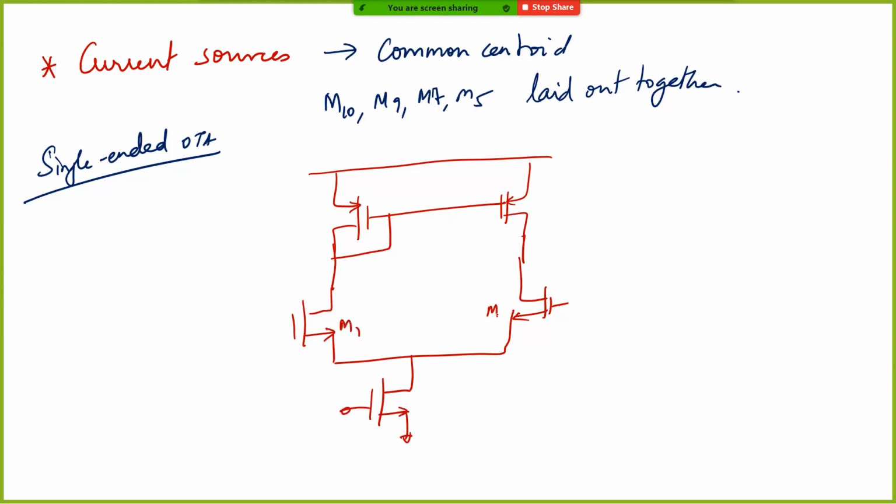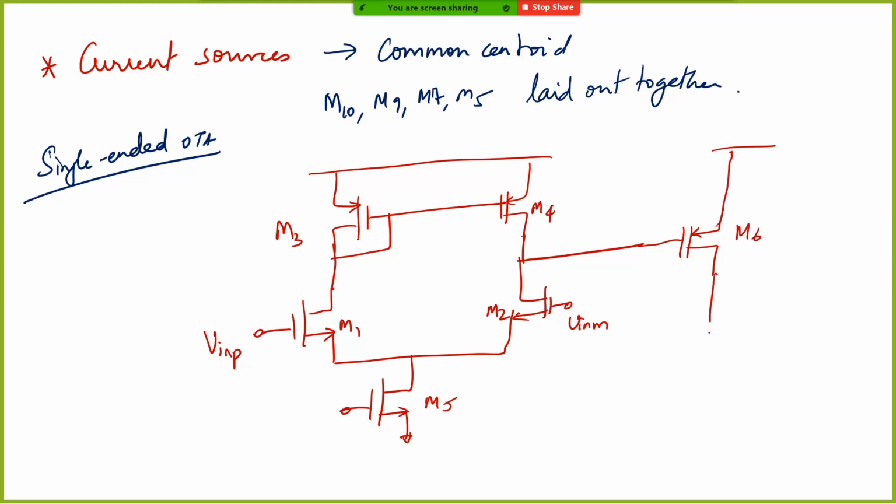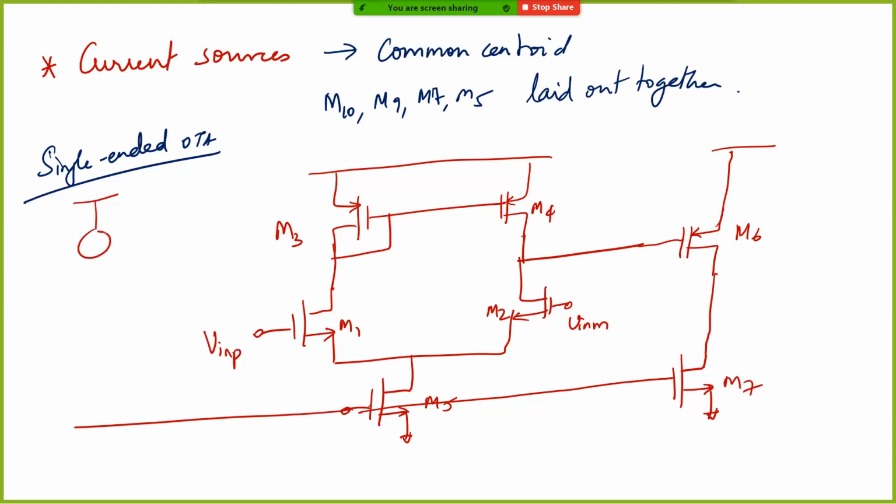So let's say this is M1, M2, this is V in plus, this is V in minus. Let's say this is M3, M4, okay, this is M5. Now this output is taken, so you have a single-ended out. You just take this, again put it through a, let's say, M6 PMOS transistor, and then you have M7. Okay, so these, of course, 2 transistors are biased together. All right, and this becomes your V out.